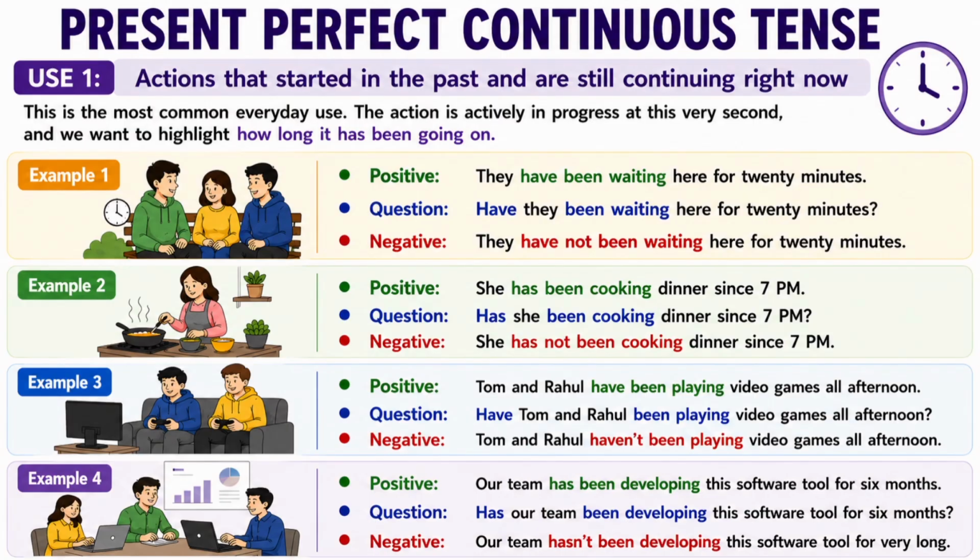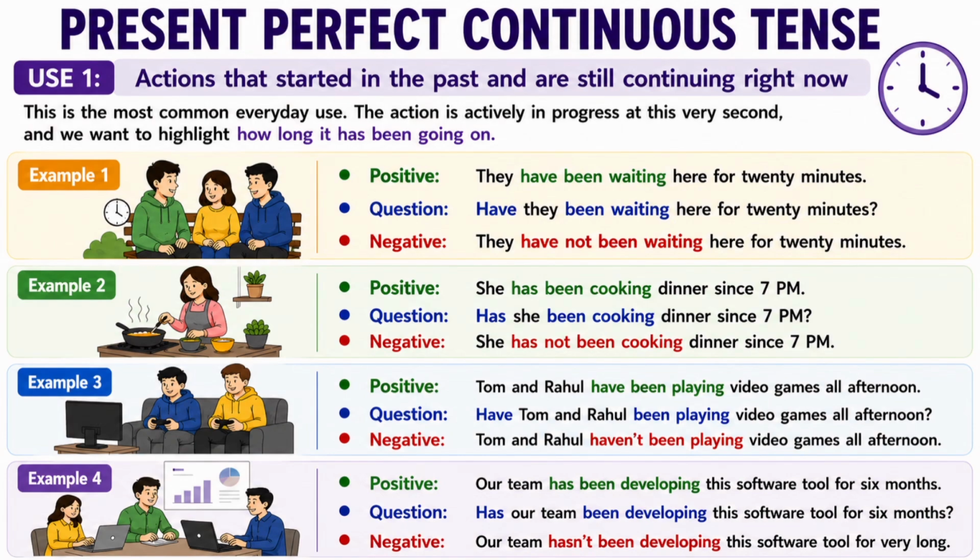Negative. They have not been waiting here for 20 minutes. Example 2. Positive. She has been cooking dinner since 7 p.m. Question. Has she been cooking dinner since 7 p.m.? Negative. She has not been cooking dinner since 7 p.m. Example 3. Positive. Tom and Rahul have been playing video games all afternoon. Question. Have Tom and Rahul been playing video games all afternoon? Negative. Tom and Rahul haven't been playing video games all afternoon.